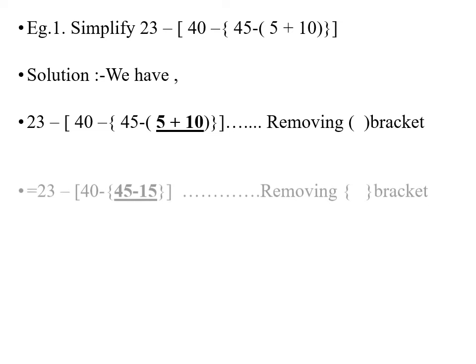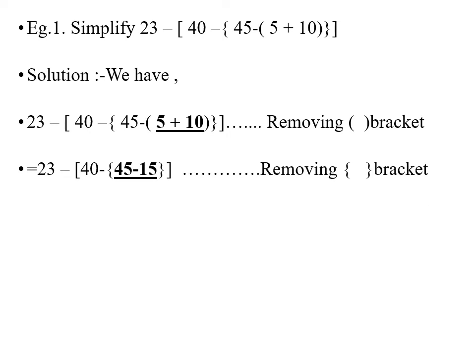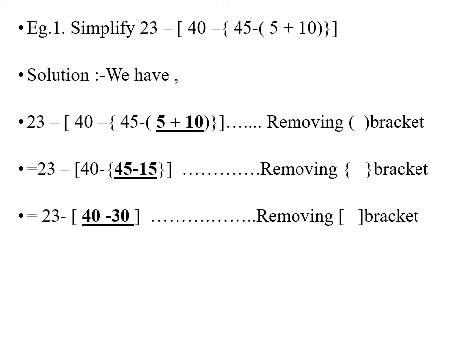Just see. The remaining numbers are as they are, but in place of 5 plus 10 we have written 15 and the round bracket is removed. Now in the second step, you have to remove the curly brackets, and the numbers inside the curly brackets are 45 minus 15. So we have to solve that first and remove the curly brackets. Here is the next step. When you solve the curly brackets, 45 minus 15 gives you 30. Now we removed the curly bracket.